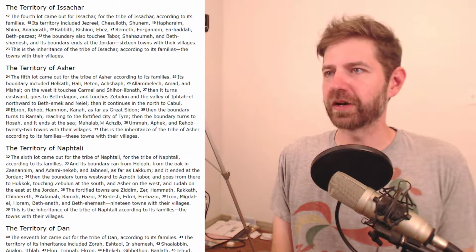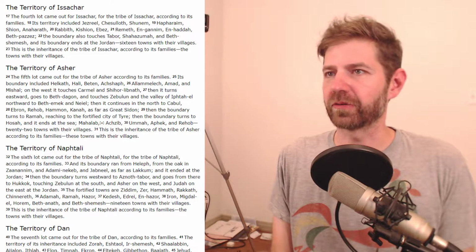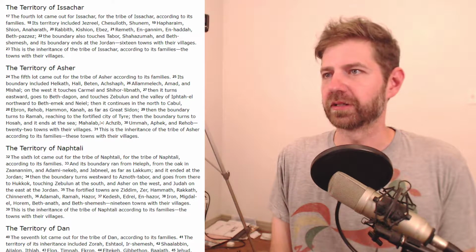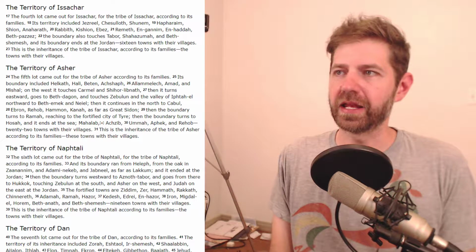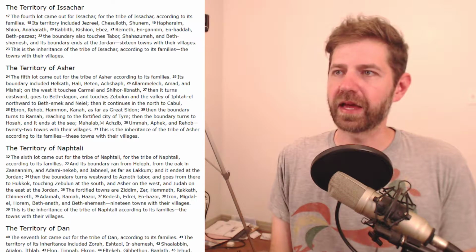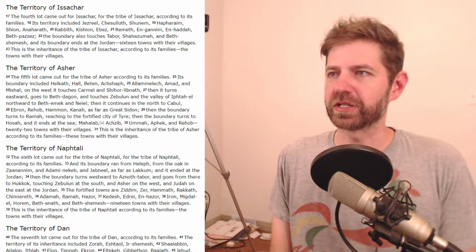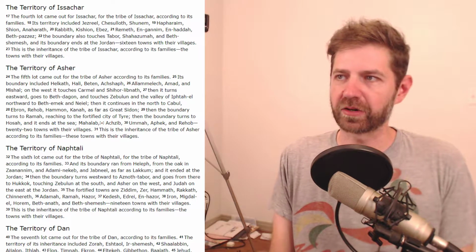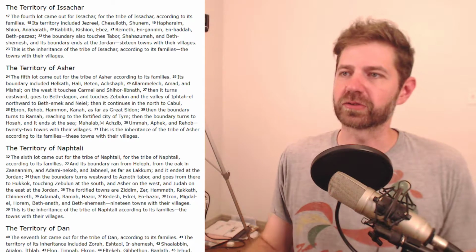The fortified towns are Ziddim, Zer, Hammath, Rakkath, Chinnereth, Adamah, Ramah, Hazor, Kedesh, Edrei, En-hazor, Yiron, Migdal-el, Horem, Beth-anath, and Beth-shemesh, 19 towns with their villages. This is the inheritance of the tribe of Naphtali according to its families, the towns with their villages.